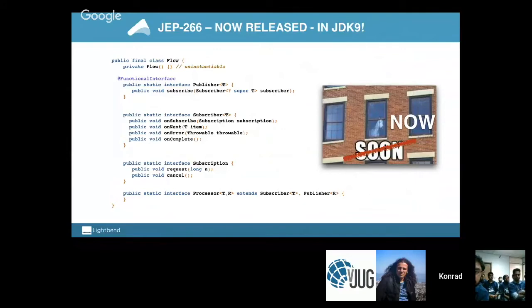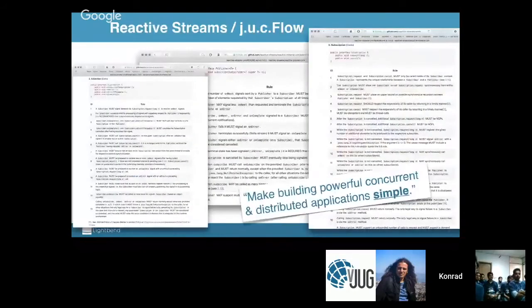So why would we actually want these interfaces in the JDK? Well, they seem deceivingly simple, but actually there's a huge set of rules and a specification around how to use them.